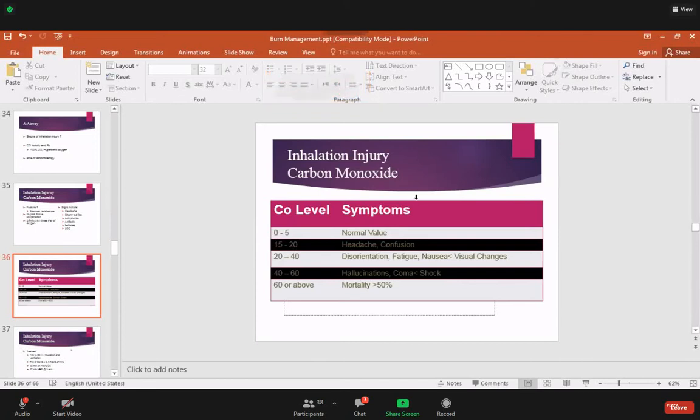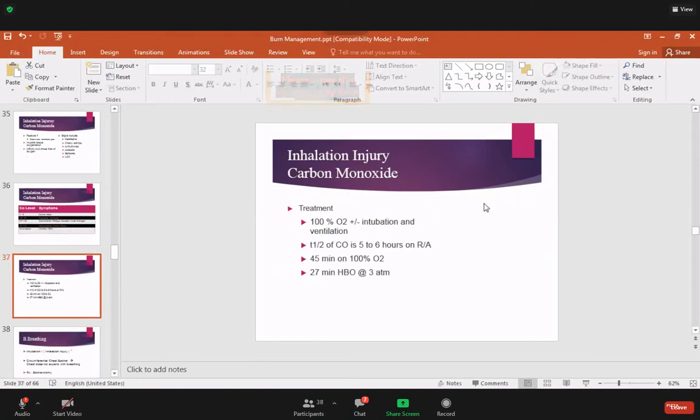If the patient has a level of 0 to 5, usually they don't have any symptoms. At the level of 15 to 20, they start developing headache or confusion. At the level 20 to 40, they develop disorientation, fatigue, or hallucinations, or visual changes. Above 40, they develop hallucinations, and above 60, the patient is in shock and mortality is quite high.